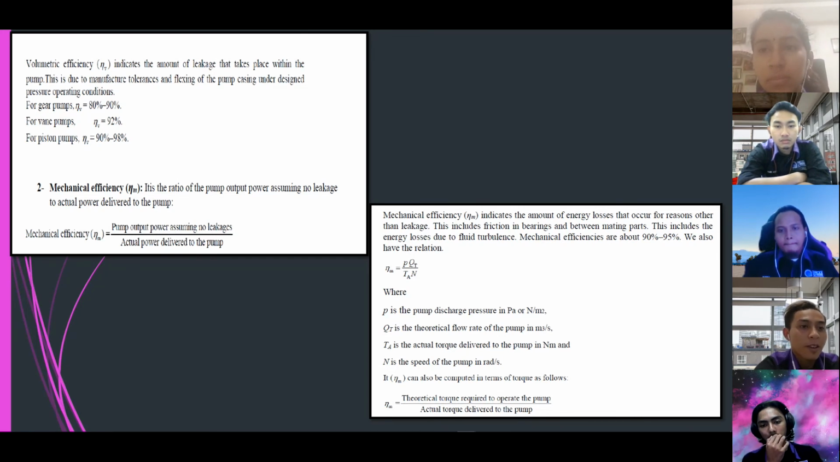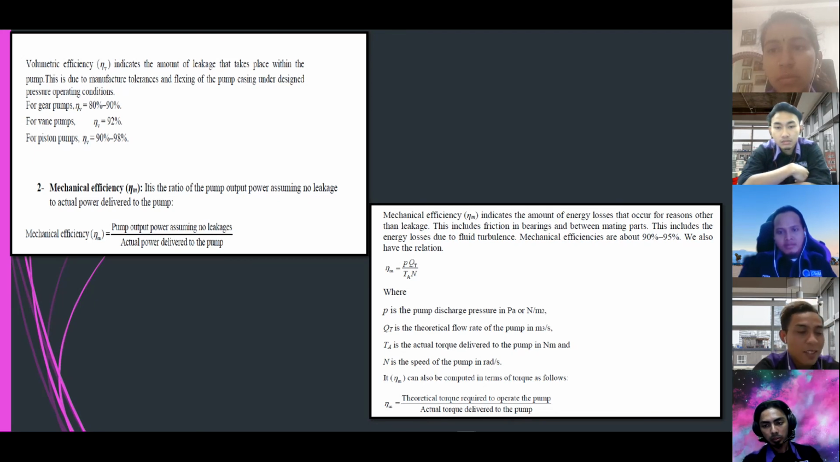We have the relation. This is the formula where P is the pump discharge pressure in Newton over meter square, Q is the theoretical flow rate of the pump, TA is the actual torque delivered to the pump, and N is the speed of the pump. Below is the formula for the theoretical. Okay, next.